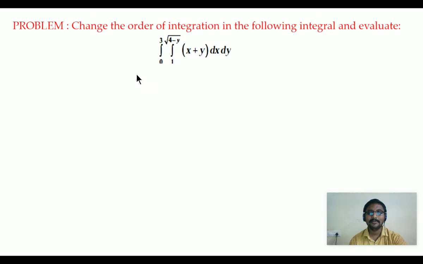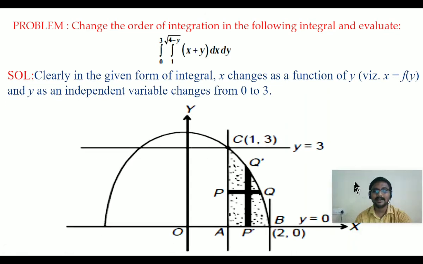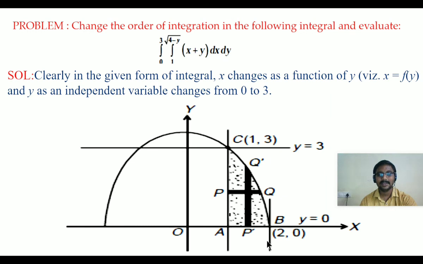y equal to 0 means the x-axis, and y equal to 3 means a line parallel to the x-axis. So once again, x equal to 1 means the straight line parallel to the y-axis, x equal to root of 4 minus y means a parabola, y equal to 0 means the x-axis, and y equal to 3 means the line parallel to the x-axis. So this is the rough sketch of the region.